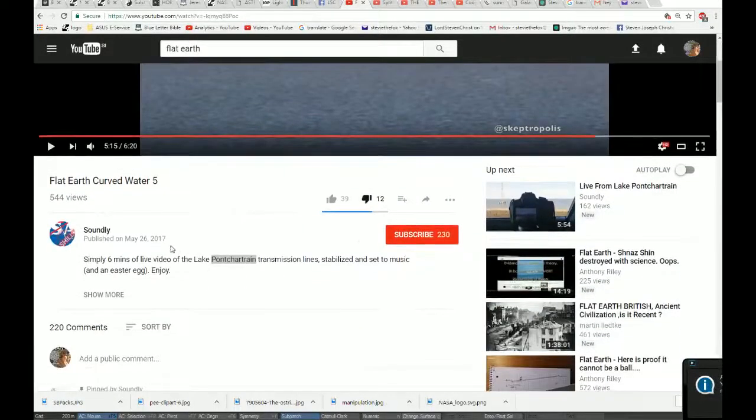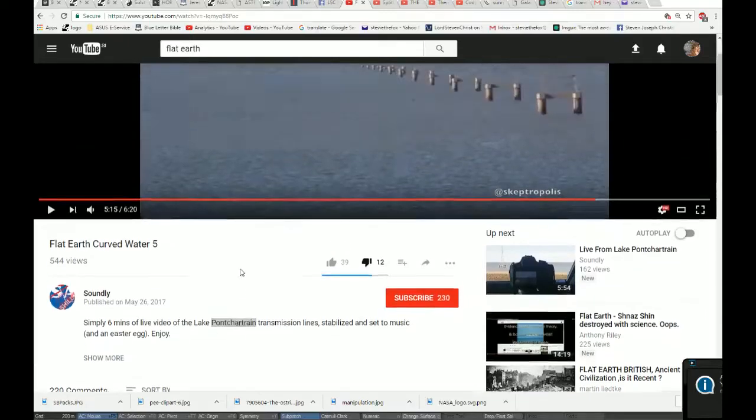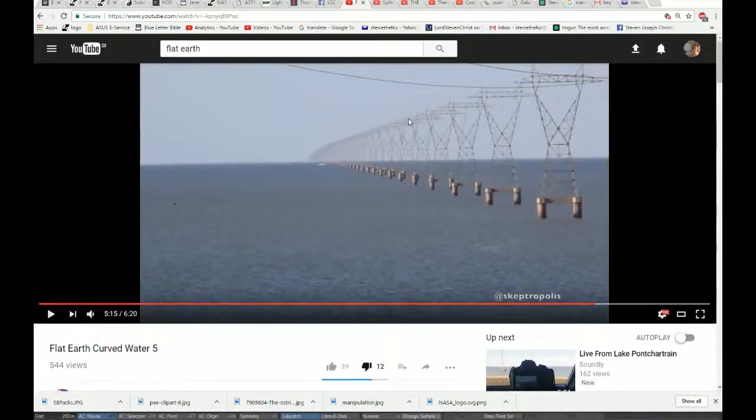Some of you saw this. I went out to the Lake Pontchartrain transmission lines, and it appears that these transmission lines are bending down convex, as if the Earth were convex round. And if you've been watching me, obviously you understand that that's not what reality is.